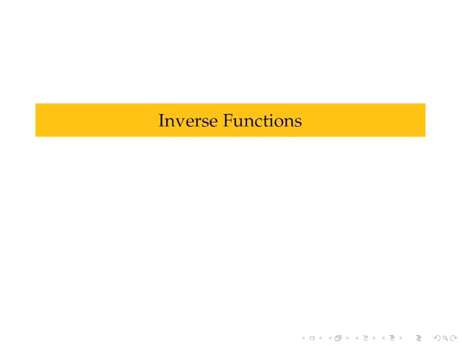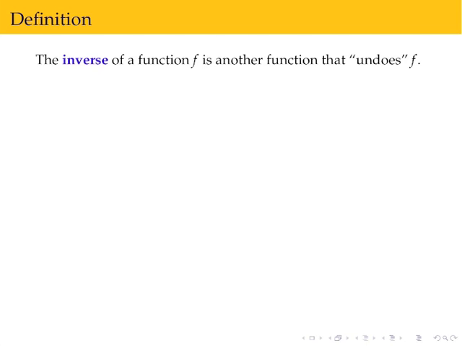This video is on inverse functions. So the inverse of a function is another function that undoes the original function. And the notation that we use for this, well, it looks like f to the negative 1, but this isn't an exponent. We read this as f inverse. And I do want to be very clear that that is not an exponent, it only looks like one. It has a different meaning, it means inverse function.